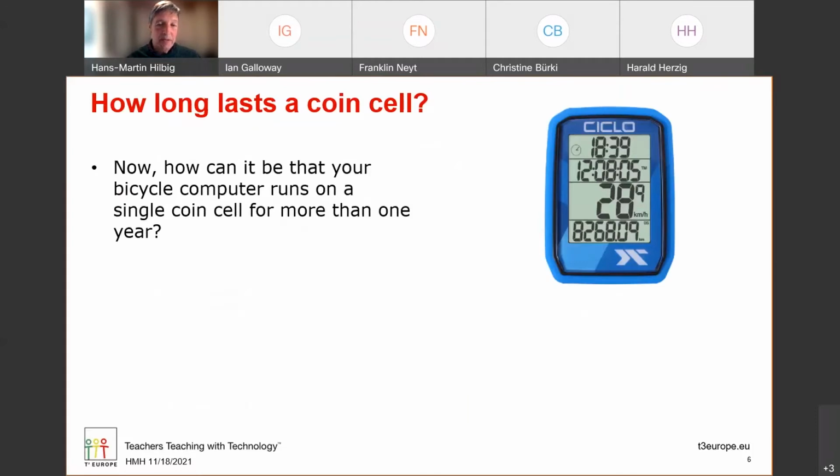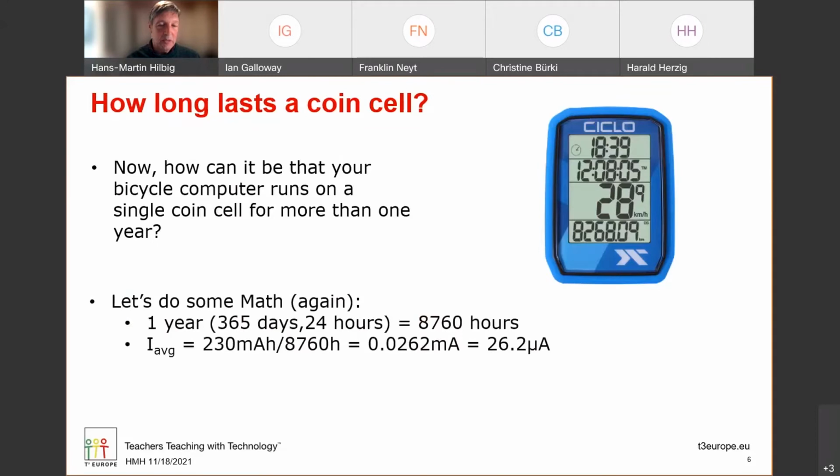Now, thinking about this low current flowing from a coin cell, how can it be that your bicycle computer, for instance, runs on a single coin cell for more than a year? This really sounds like magic, which in fact it is to some extent maybe, but I will uncover this magic for you here real quick.